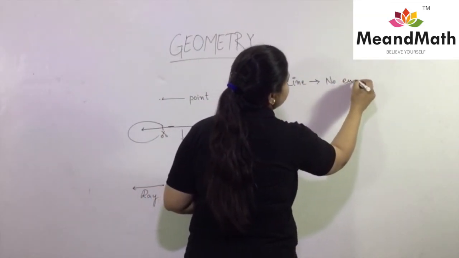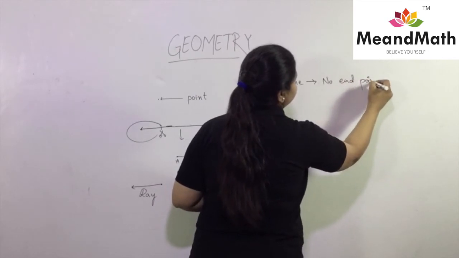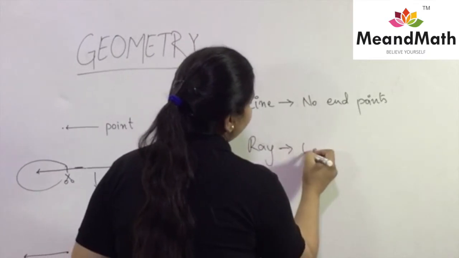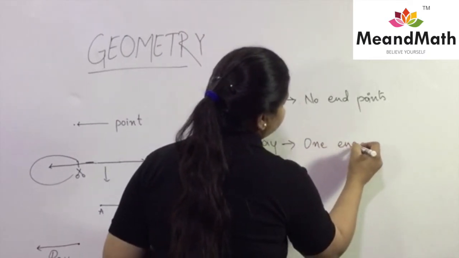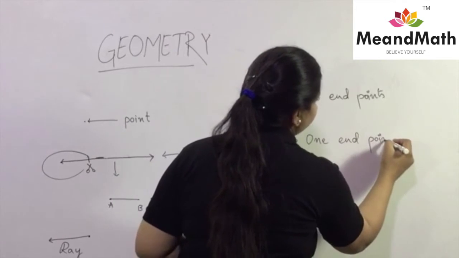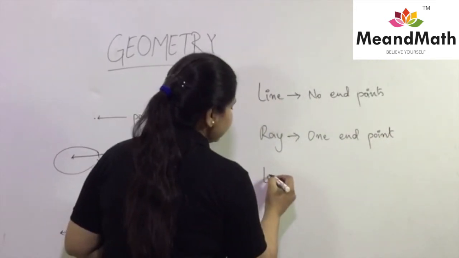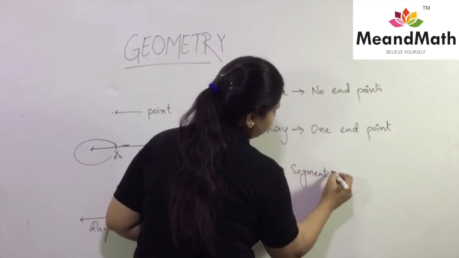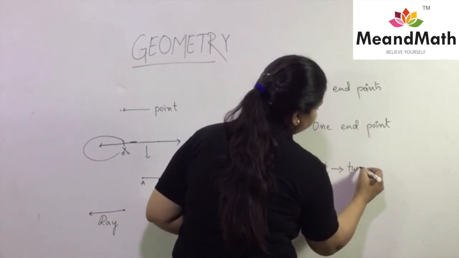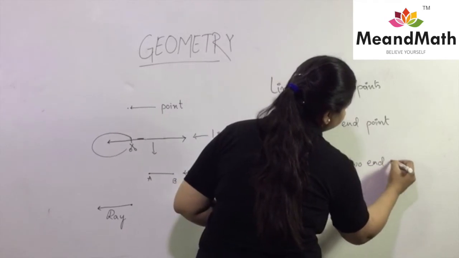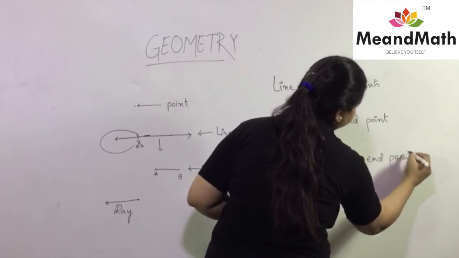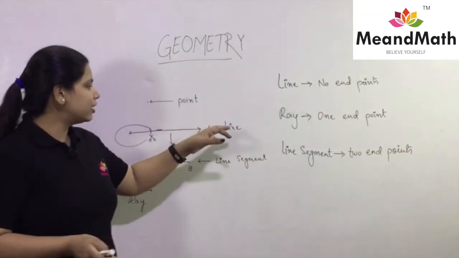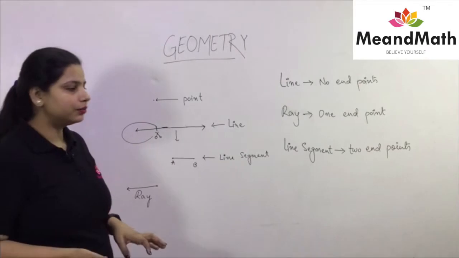So if we define, a line has no endpoints, right? Ray has one endpoint and line segment has 2 endpoints. Okay, so this is all about point, line, line segment and ray.